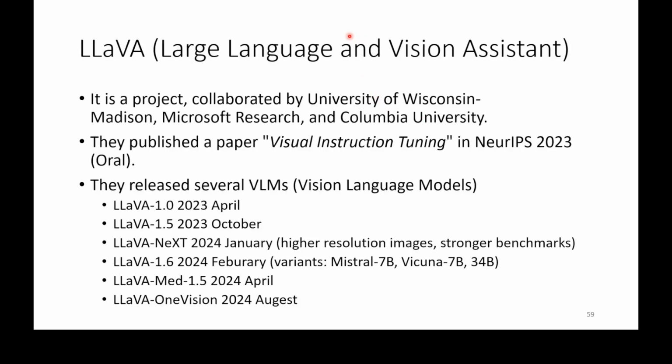Let me explain what LLaVA is. LLaVA stands for Large Language and Vision Assistant. This is a project first collaborated on by Microsoft Research, the University of Wisconsin-Madison, and Columbia University. First, they published a paper, Visual Instruction Tuning, in NeurIPS 2023. That's why I say NeurIPS is a very important venue highly related to computer vision, because this is a significant computer vision paper published there. They released several visual language models: first LLaVA 1.0, then 1.5, then 1.6, and Med for medical images. And 1.5 years later, OneVision.